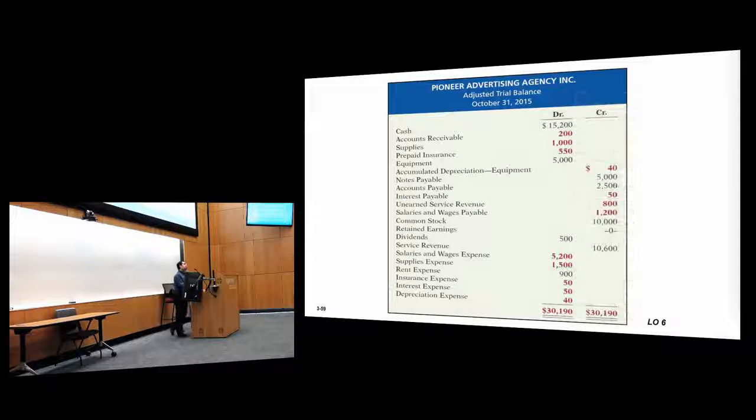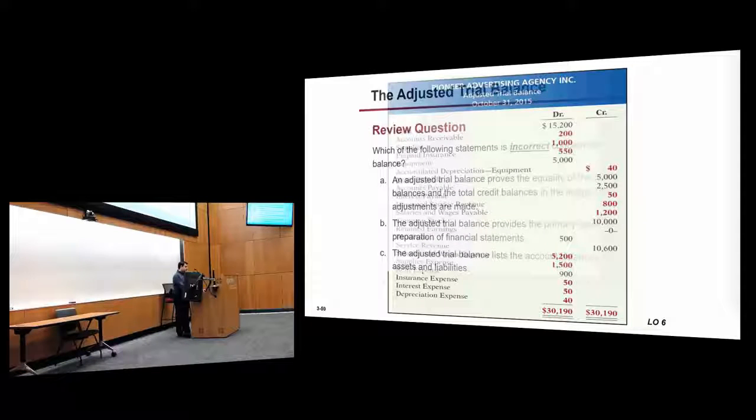Once you have this one, you prepare the adjusted trial balance. Those are the balances that will be used for the preparation of the income statement and the balance sheets. How is that done? Well, let's do this one first.